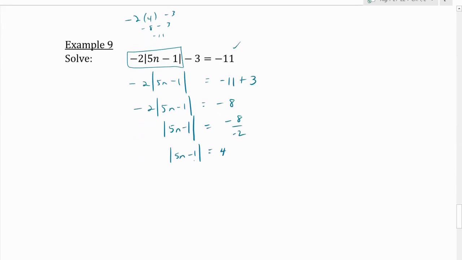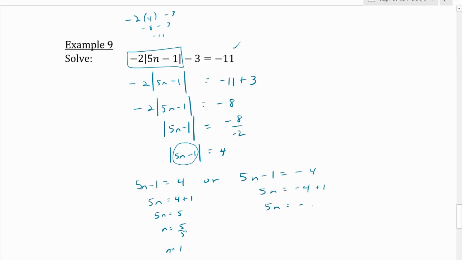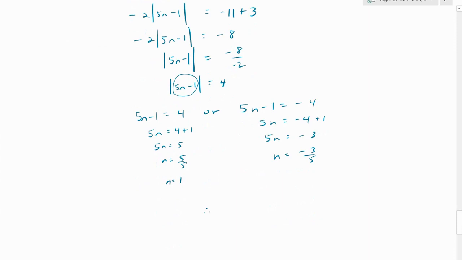But how do I make that 4? Well, if I take the absolute value of 4, I get 4. If I take the absolute value of -4, I get 4. So that 5n minus 1 is either 4 or it's -4. Oops, supposed to be an n. Come back. Therefore, n is either 1 or it is -3/5.